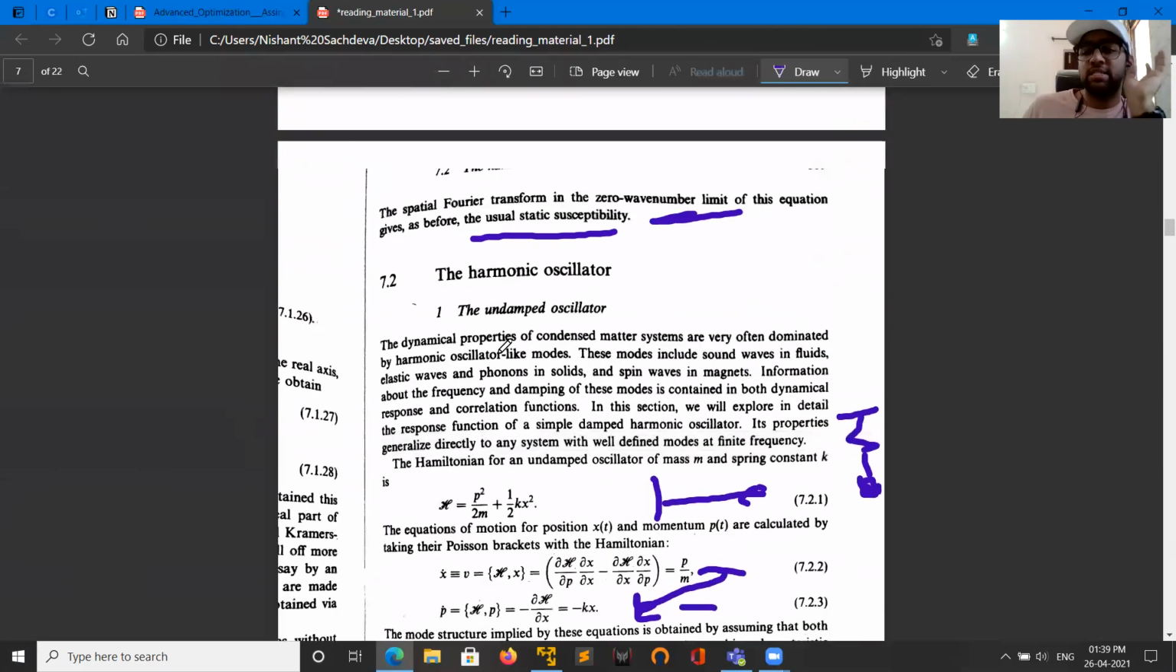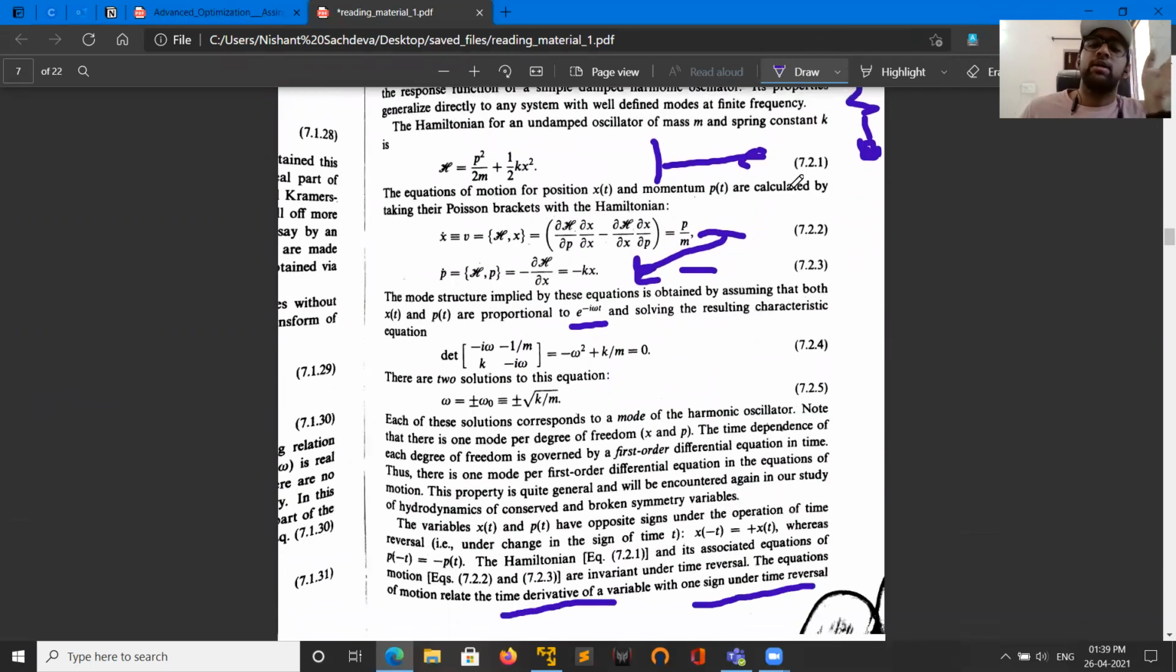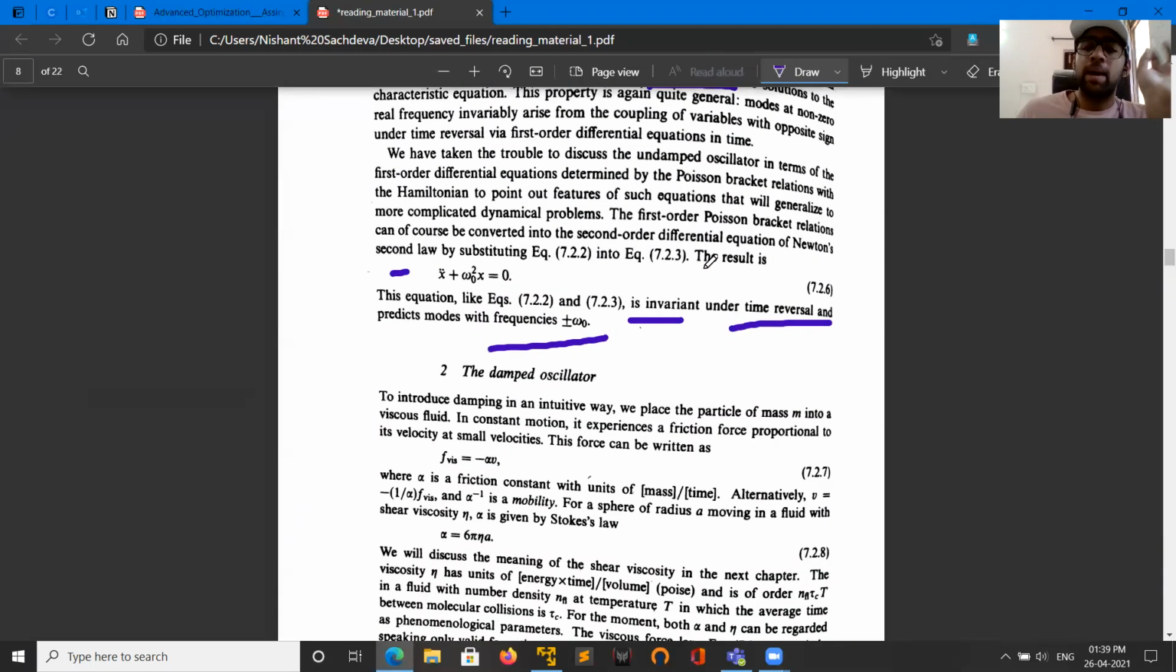This finishes our analysis of the undamped oscillator, which means the perfect oscillator without friction, without dissipation of power or energy or heat or whatever. Now we shall move on to the damped oscillator.